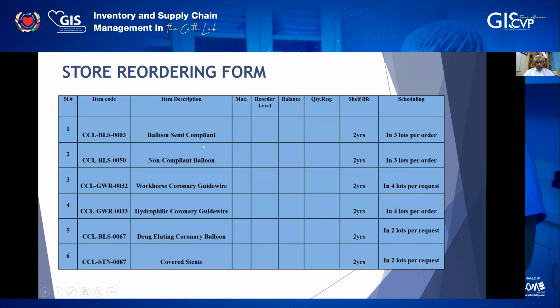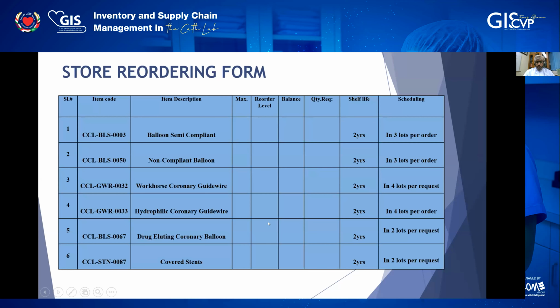And this is the way that we create our reorder form. I put the item code, description, what is the maximum quantity I can have in my lab, what is the reorder level, the current balance, and the required quantity for next year, let's say, and what is the shelf life, and what are the lots that we need these items to be delivered on.